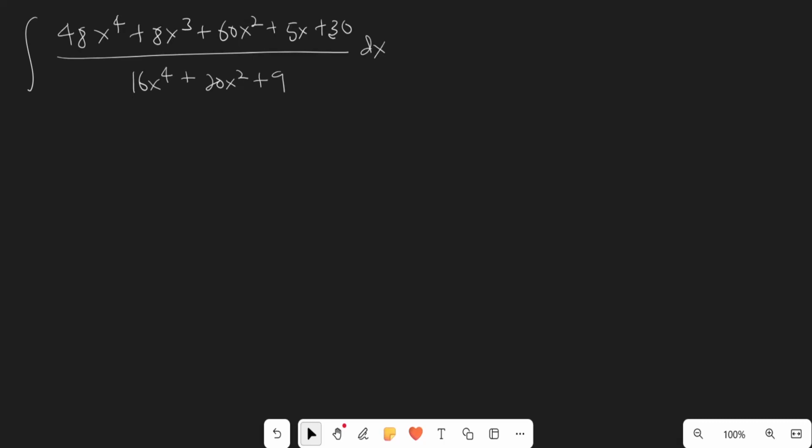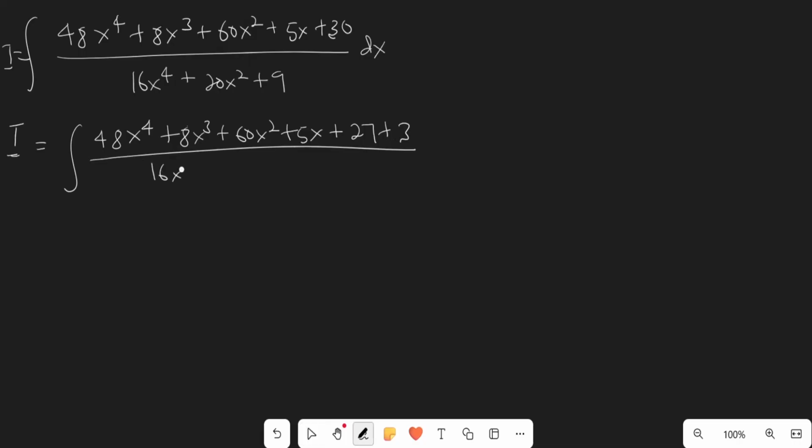So in this tutorial we're going to look at this indefinite integral. Let's start off by calling this integral I. So I is going to be the integral. I can rewrite the numerator as 48x to the 4th plus 8x to the 3rd plus 60x squared plus 5x, and I'll write this 30 as 27 plus 3, divided by 16x to the 4th power plus 20x squared plus 9 dx.